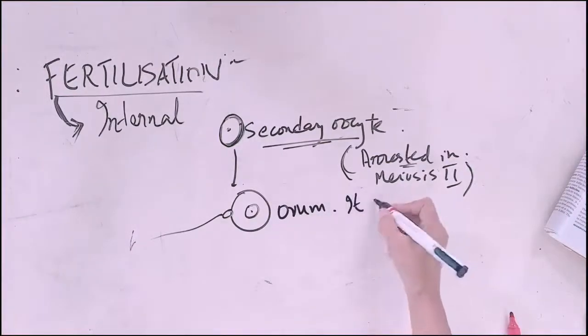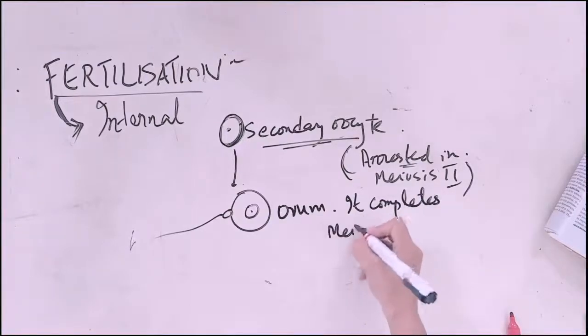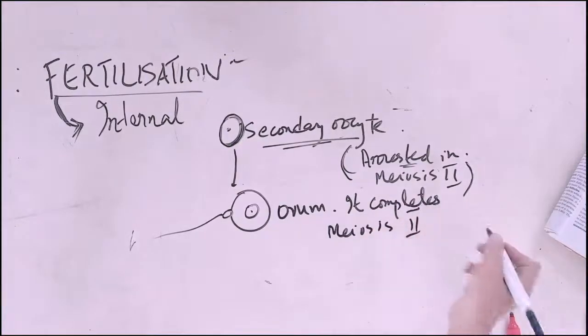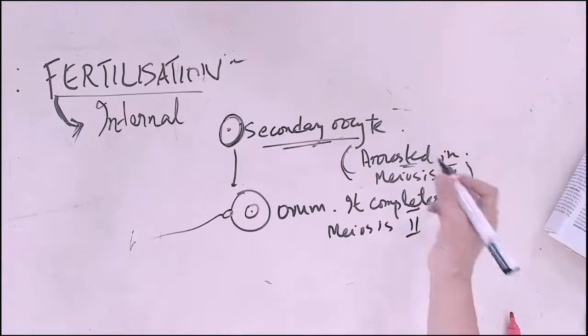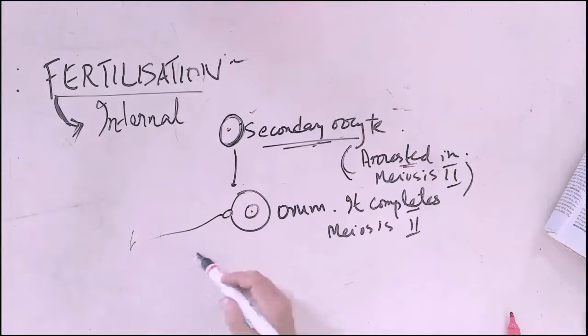It completes meiosis 2. A highly important point in fertilization: meiosis 2 is not completed in the secondary oocyte. It is completed when it is fertilized by the sperm cell.